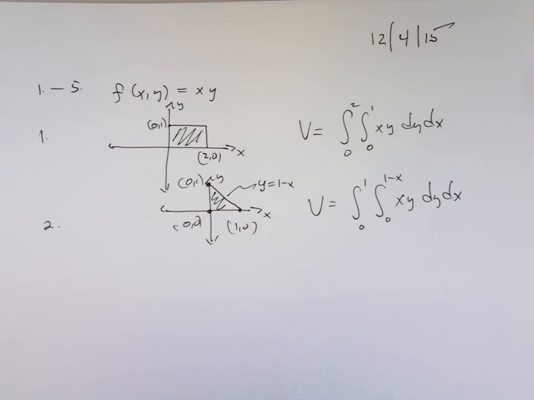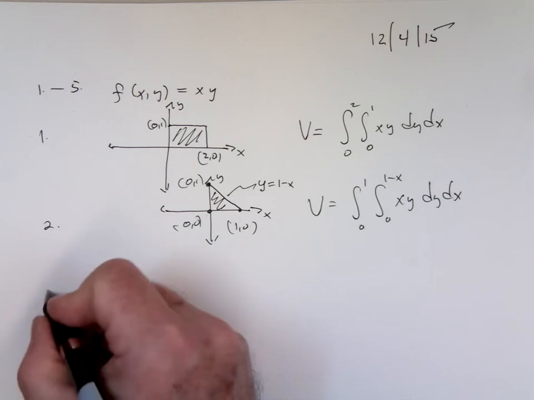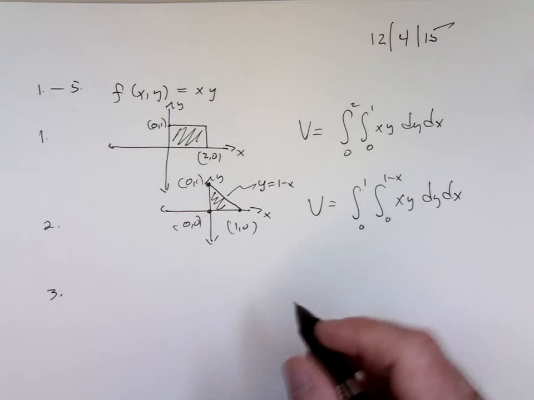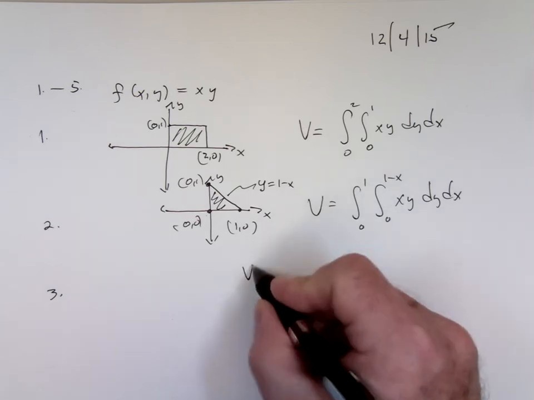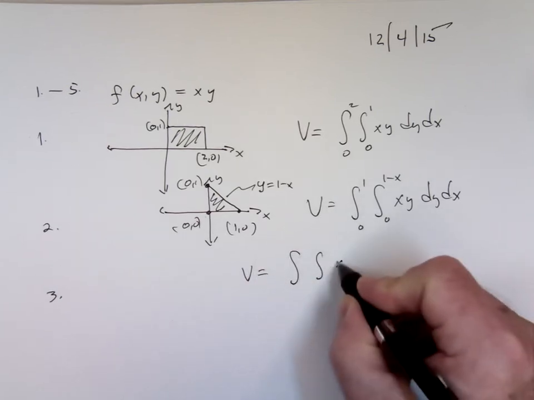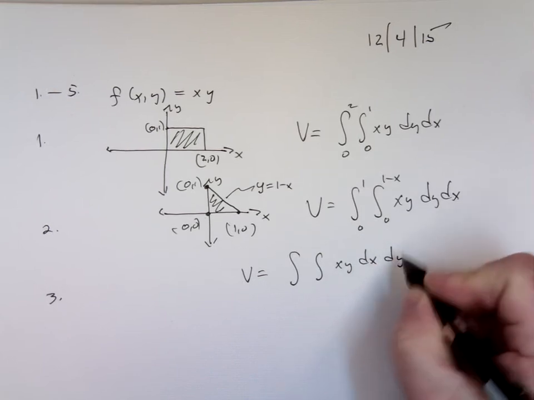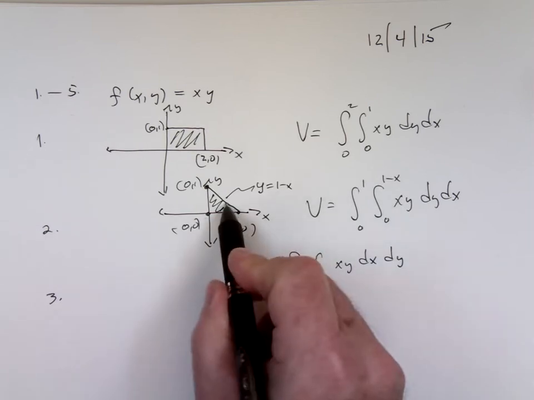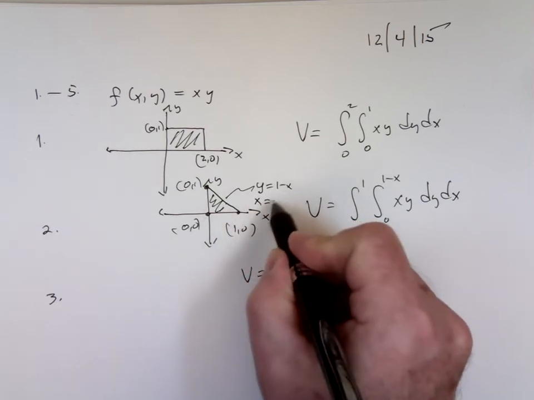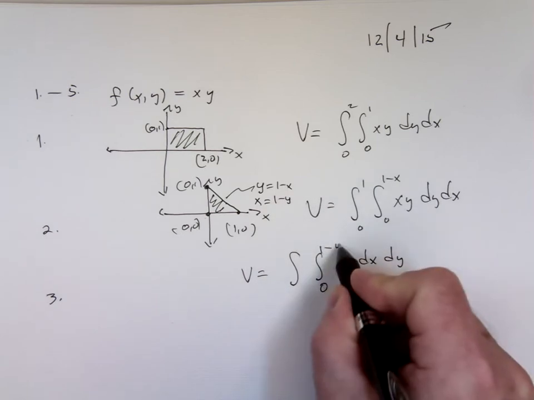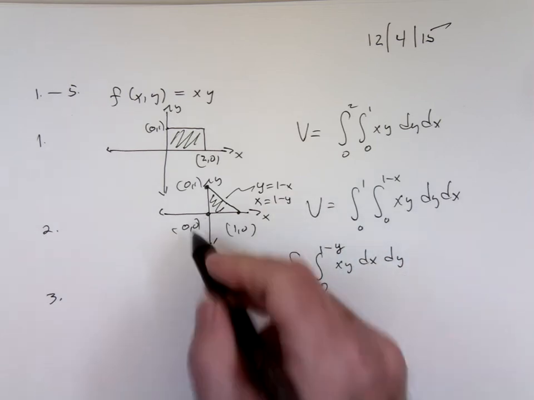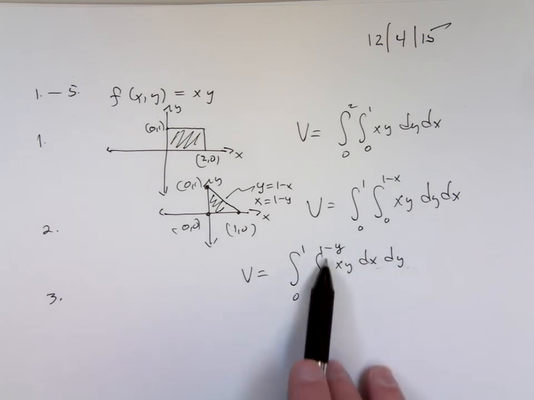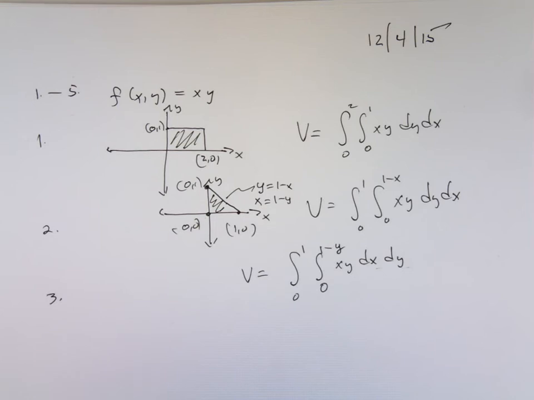All righty. Number 3. The triangle defined by, the same triangle, but now we want to put it in reverse order. So the volume in that case is going to be a dx dy. The x's are going to go from left, 0, to right till we hit this. But what we have to do is solve for x: 1 minus y. The y's are going to go from 0 to 1. So the only thing different here is these got switched, and this is a 1 minus y instead of a 1 minus x. It's the only difference there.